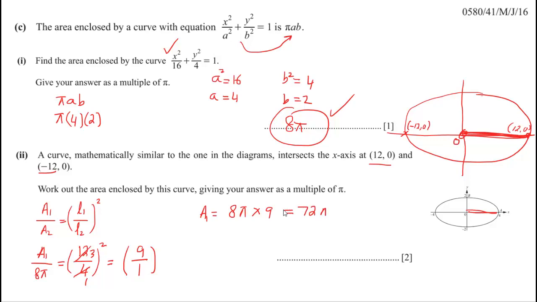Should I put the value of pi? Work out the area enclosed by this curve, giving your answer as a multiple of pi. No, we need not put the value of pi. We have to give the answer in terms of pi. So the final answer is 72 pi. So this figure is bigger than this, so obviously this will have a larger area than 8 pi. So 72 pi is the area of this figure, which is similar to this one.